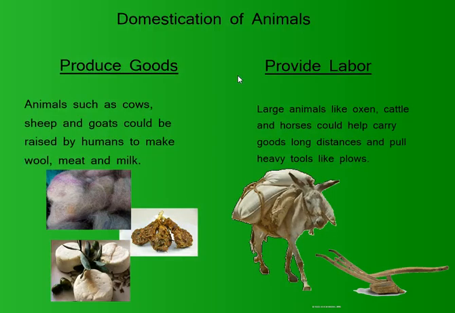There are two ways in which animals were domesticated. First of all, animals were used to produce goods. Animals such as cows, sheep, and goats could be raised by humans to make things like clothing, or meat, or milk, which could make cheese. This is mutton chops, the food, not the hairstyle, and this is wool, which we still use today to make clothing. Animals could also be used to provide labor. They could use large animals like oxen, cattle, and horses to help carry goods long distances and pull very heavy tools like plows.